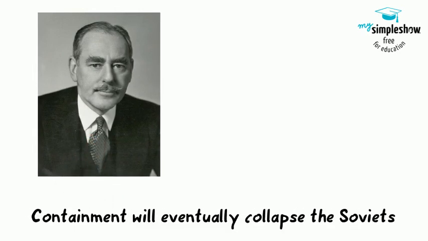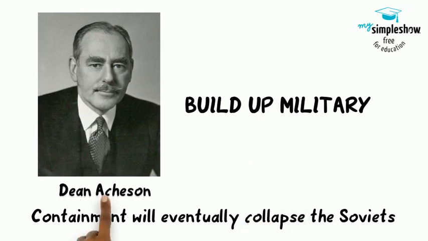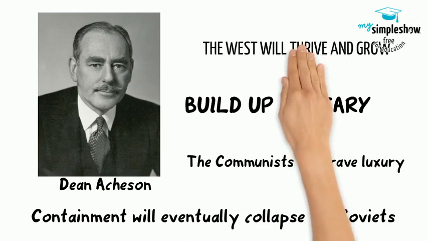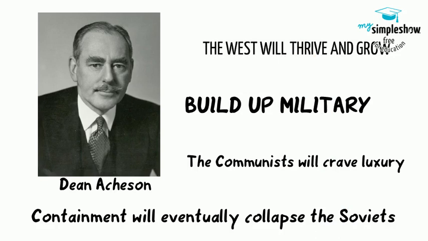Dean Acheson, Secretary of State to Truman, believed that through financial aid, military buildup, and a policy of containment, eventually the West would learn to thrive and prosper, while the Soviets and their allies would overspend and overreach with limited funding. Their people would eventually demand the comfort and luxuries of the West, and according to him, they would collapse.